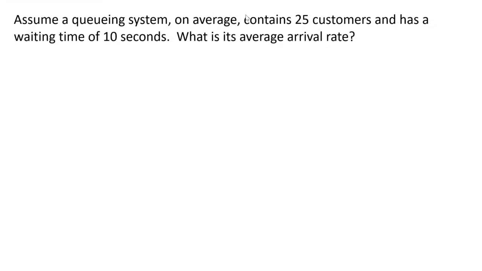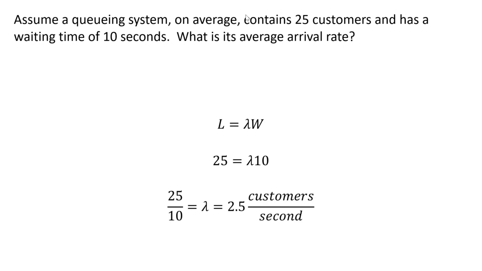Number 2, assume a queuing system on average contains 25 customers and has a waiting time of 10 seconds. What is its average arrival rate? This is an application of Little's law, so it's L equals lambda W. L is 25, W is 10, the waiting time. And then you just solve for lambda, and it's 2.5 customers per second. The waiting time is the time that the customer spends in the entire queuing system. Remember, the queuing system includes the queue and the servers together.